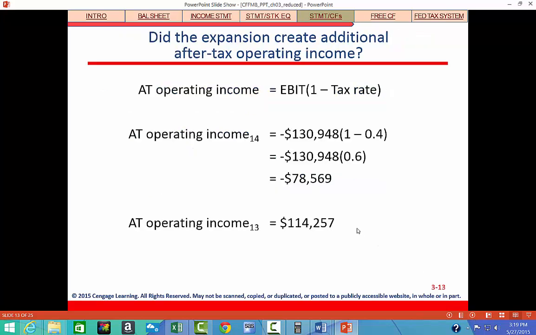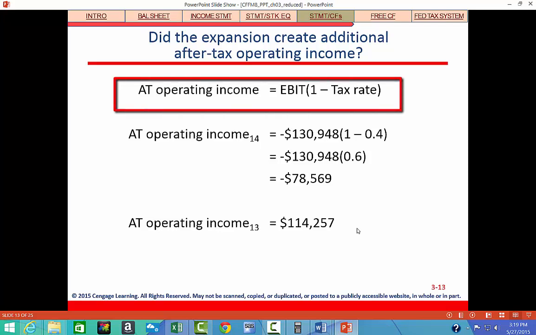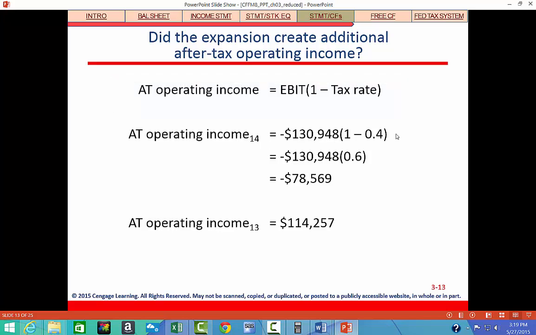Did this expansion create any additional after-tax operating income? And this would be taking your earnings before interest and taxes and taking out the taxes, but not considering the interest expense. So after-tax operating income, if you can see from the calculation, ended up being a negative 78,000. Now in 2013, it was positive 114,000.